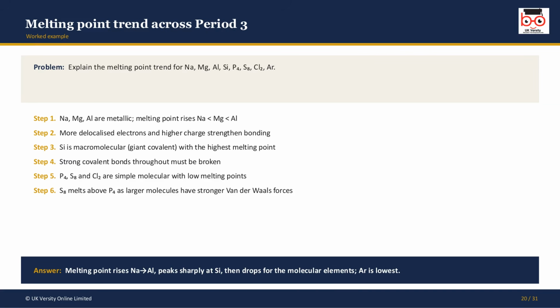Sodium, magnesium, and aluminium are metallic, and the melting point rises across them as each contributes more delocalized electrons and a higher charge, strengthening the bonding. Then silicon, which is macromolecular, has the highest melting point of all because its strong covalent bonds run right through the structure. After that, phosphorus, sulfur, and chlorine are simple molecular with low melting points, though sulfur melts a little higher than phosphorus because its larger molecules have stronger van der Waals forces. Argon, a single atom, is lowest of all.